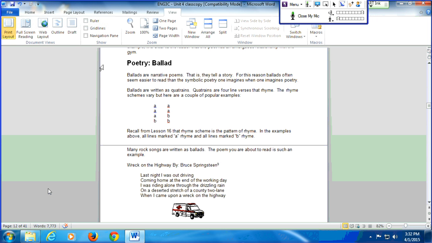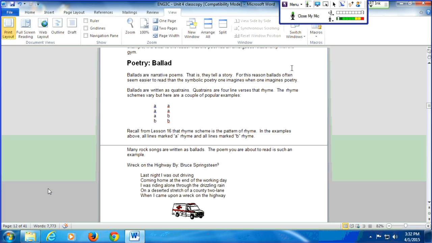So ballads are written as quatrains. It means there are 4-line verses that rhyme. The rhyme scheme varies, but normally it's either AAAB, so the first 3 lines rhyme together and the 4th line doesn't, or AABB, so the first 2 and the last 2 lines rhyme together. Then you can start a new rhyme scheme on the next stanza or next paragraph.